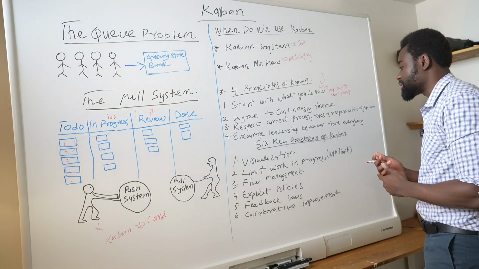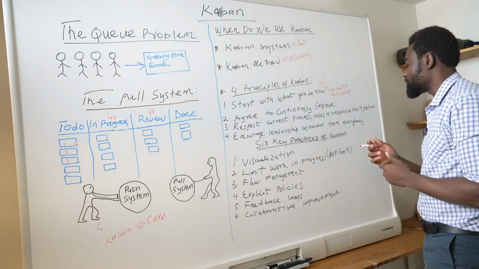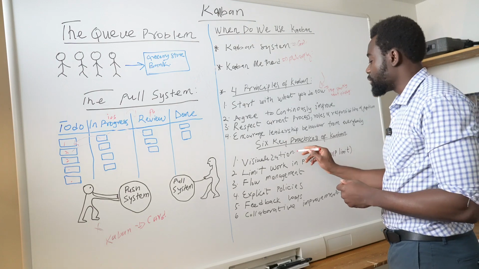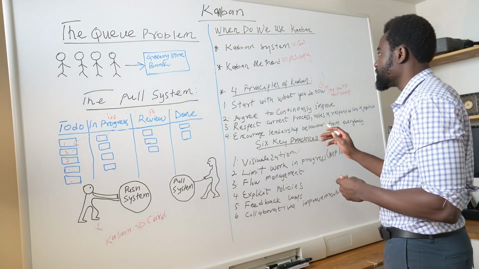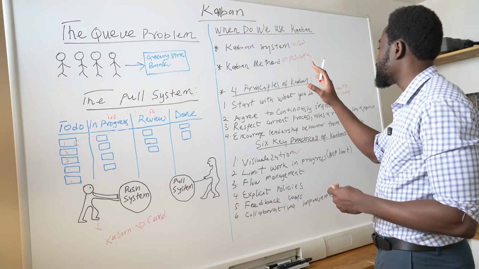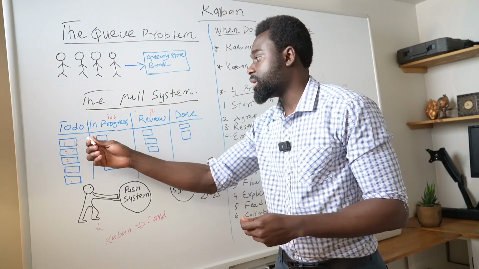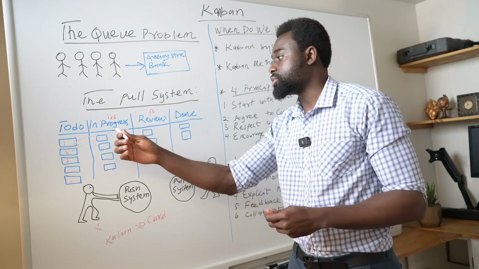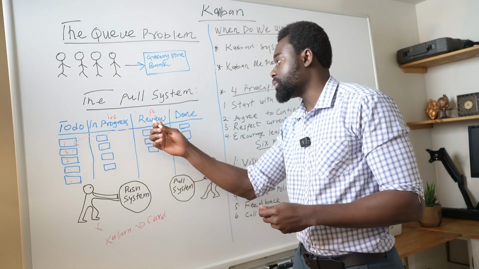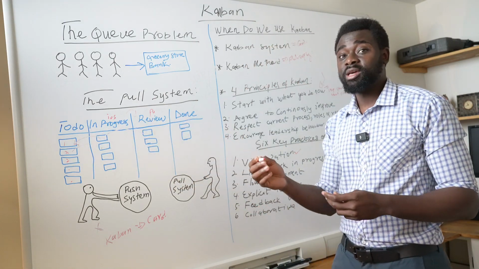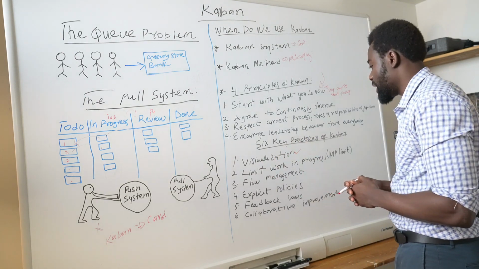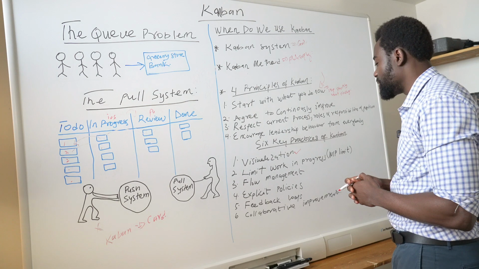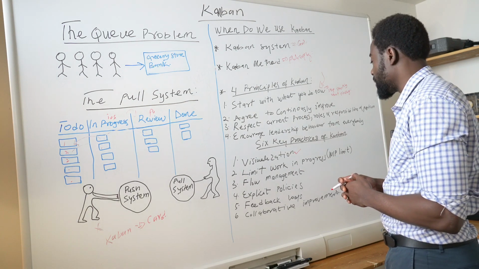And then we have 6 key practices of Kanban. Number 1 is going to be visualization. So Kanban is all about visualization, which I've also already talked about. And as you can see, we want to be able to visualize our work. We have to do, in progress, review, and done. And this creates alignment and also creates visibility as well. And number 2 is limit work in progress, or WIP limit.